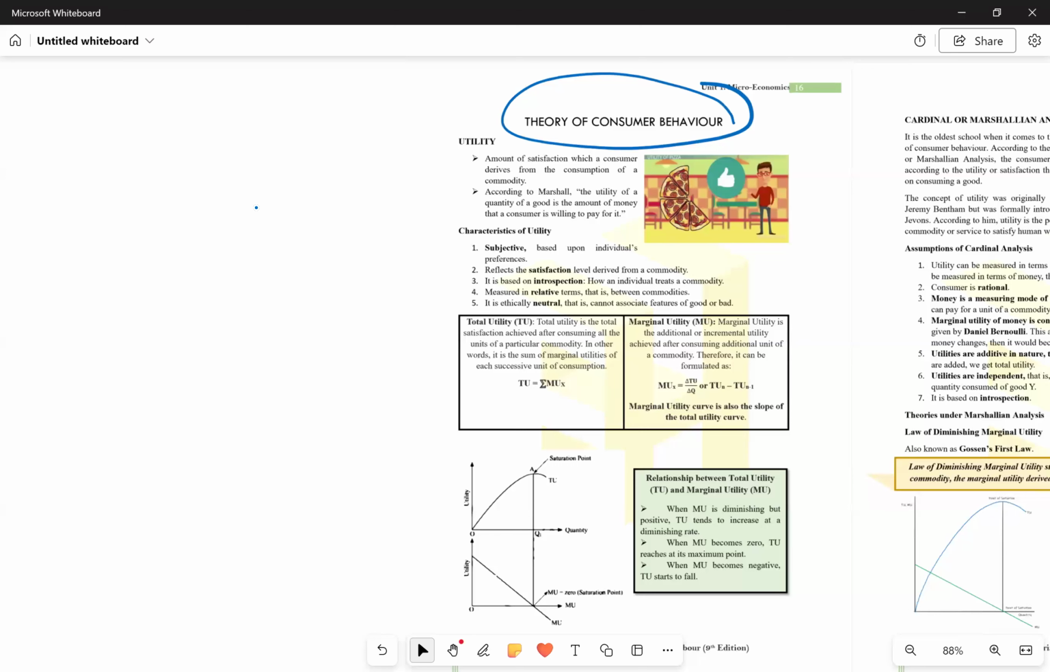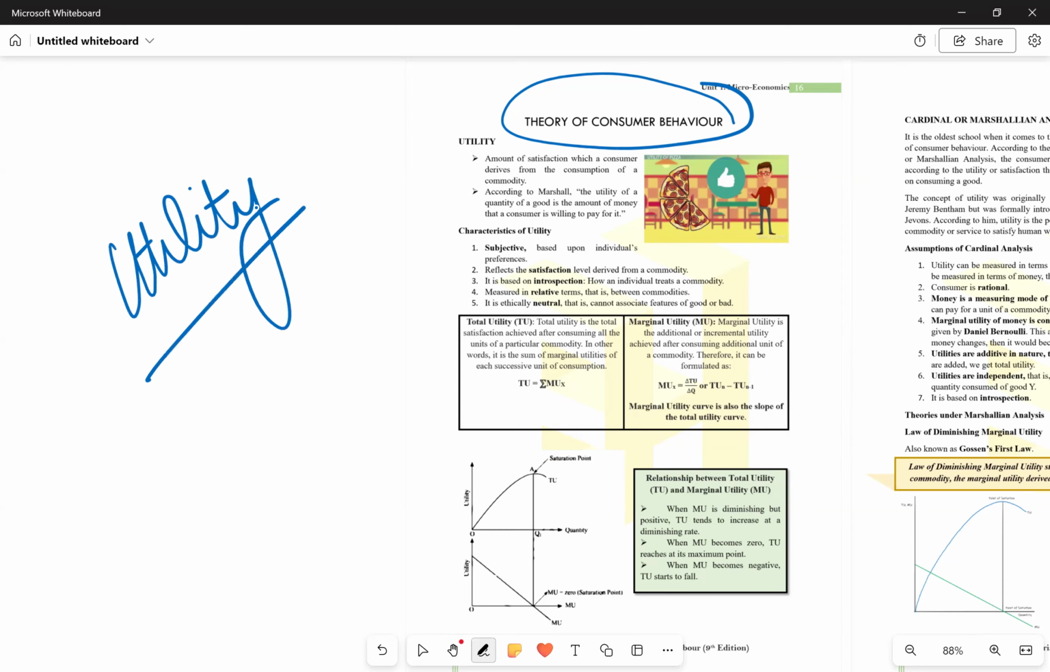Now, the background goes like this: initially, we had a very prominent school of thought, the cardinal school of thought, right? In which it was clearly mentioned that we can measure the utility. Utility is objective in nature. We can measure how much satisfaction we are getting out of it, right? So that was one very prominent characteristic of the cardinal school of thought, that the utility can be measured.